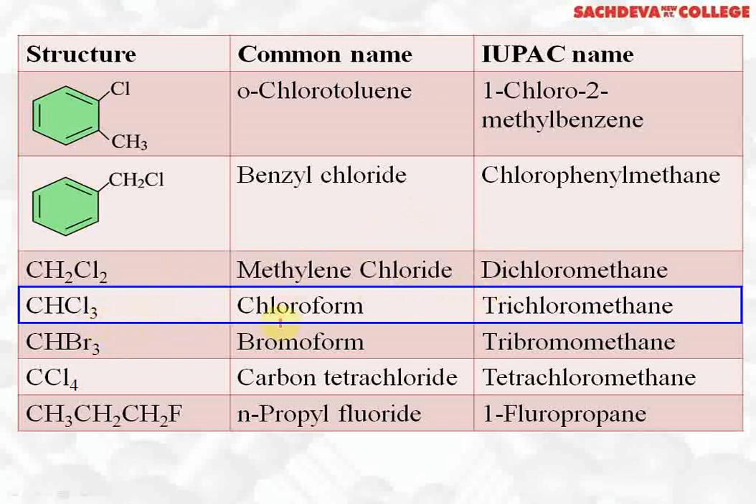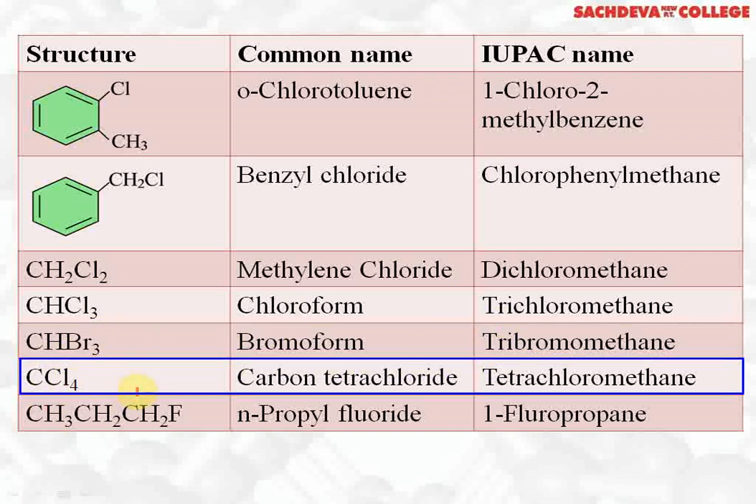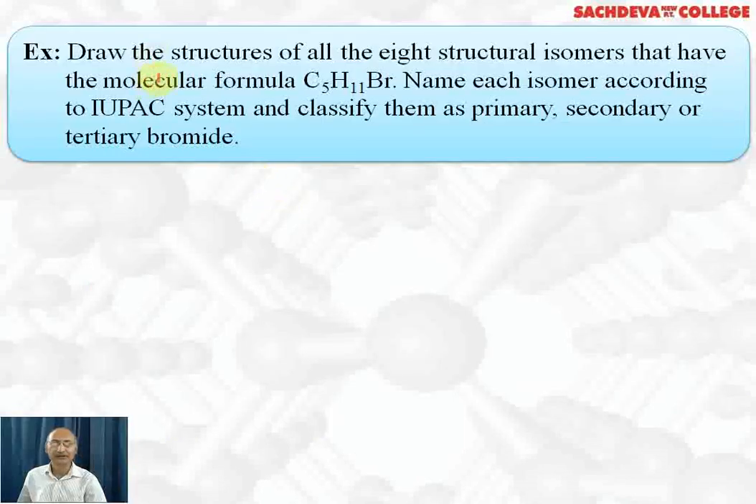CHCl3 is most important, chloroform. The IUPAC name is trichloromethane. CHBr3 will be bromoform, tribromomethane, and CHI3 will be iodoform, triiodomethane. CCl4 is called carbon tetrachloride. The IUPAC name is tetrachloromethane. And this compound is normal propyl fluoride. The IUPAC name is 1-fluoropropane.